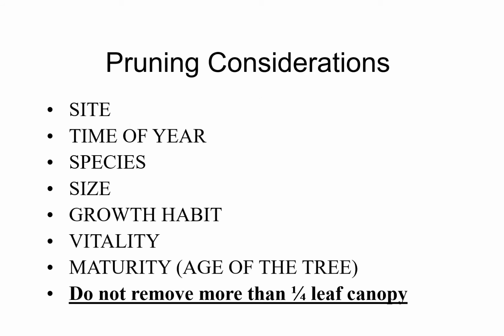To meet the defined pruning objective, the growth cycle of the species, the structure of the species, and the type of pruning to be performed should be considered. The Maryland Forest Service requires that not more than 25% of the foliage on a mature tree should be removed within a growing season.